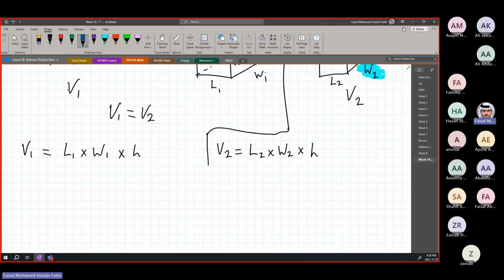What do we need to find? We need to find this W2. So I'm going to keep this in blue so we look at W2. This is what we need to find. Okay? What do we know? We know that V1 is equal to V2.